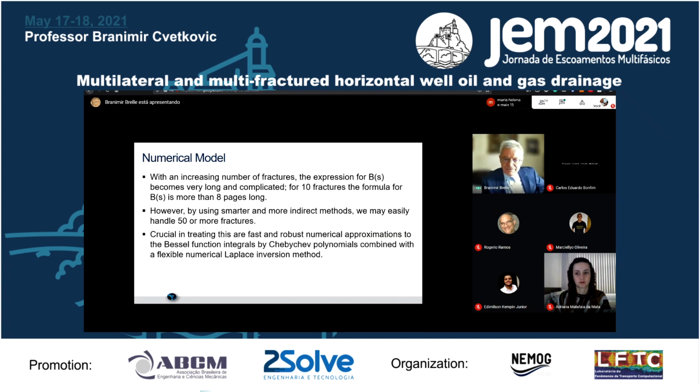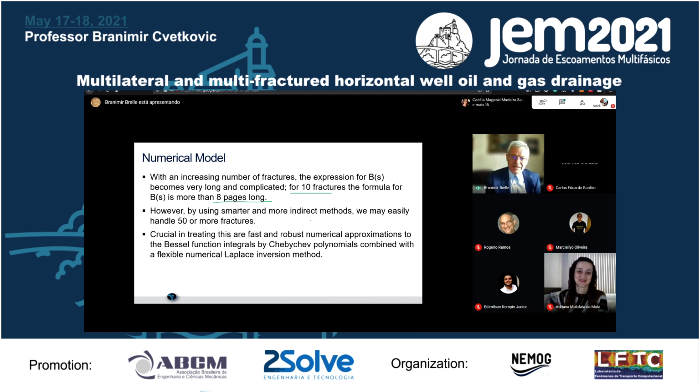What can be very useful. So you see B(S) becomes very long. Let's say for 10 fractures, the formula for B(S) can have 8 pages. This was one row, 8 pages, full pages.